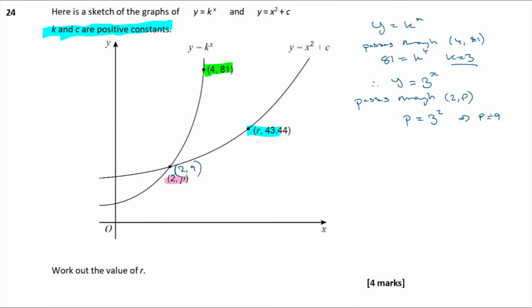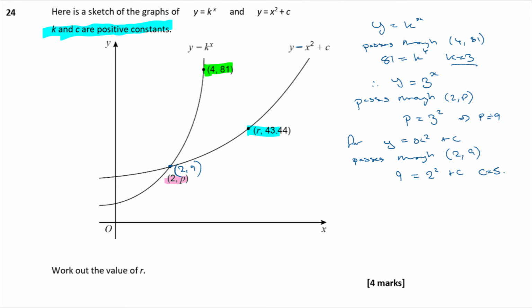Okay, so now we're doing quite well. We've got a point that lies on both lines. So I can switch my focus over to the second line, y equals x squared plus c. We know the line also passes through that same point, because it's a point of intersection, so it passes through (2, 9). Subbing those two values in, 9 is going to be equal to 2 squared plus c. So what is the value of c? c must be 9 subtract 2 squared, 9 subtract 4, so c is going to be equal to 5.